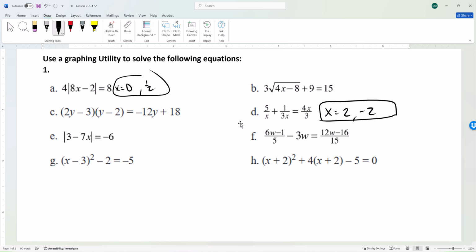Now, whatever the variable is, you still enter it as x in the calculator, but when you answer it, you need to make sure you say w equals. So you make sure you say w equals, even though in the graphing calculator, you pretend it's an x. But when you answer it, make sure you do w equals.